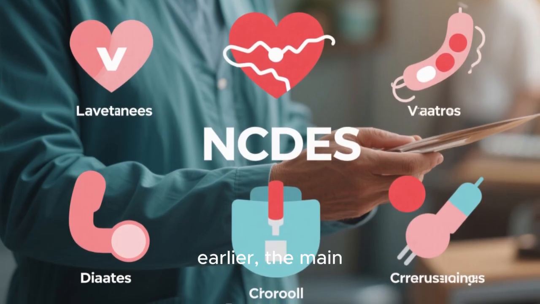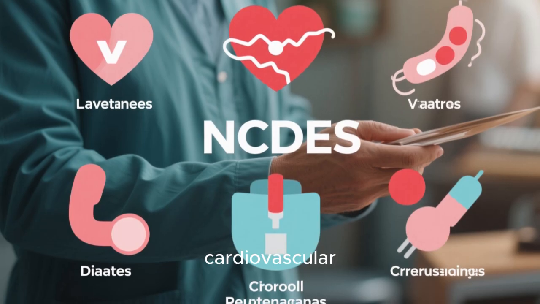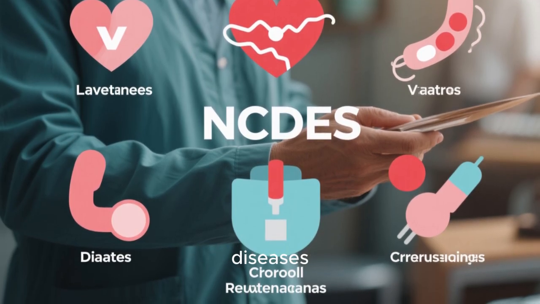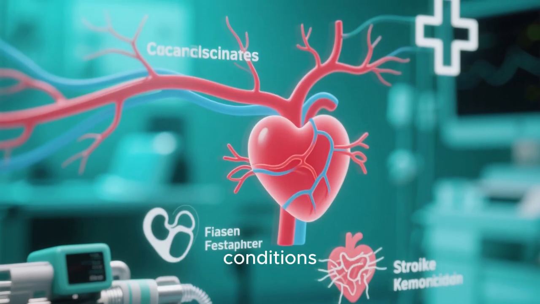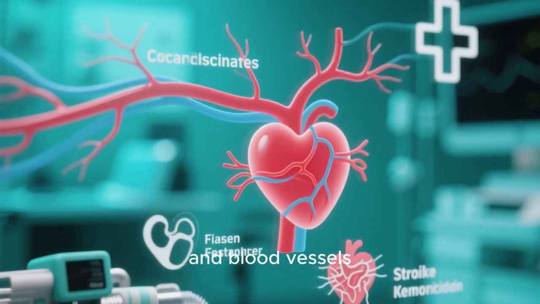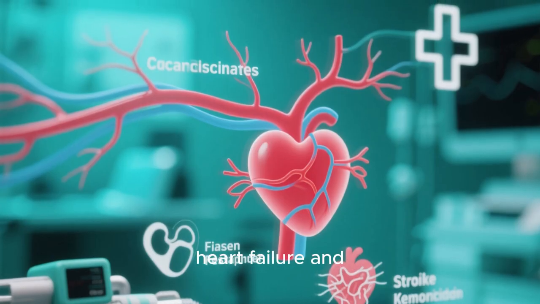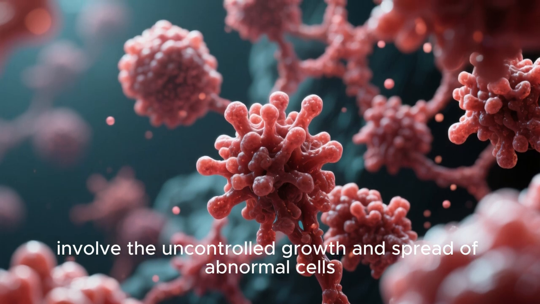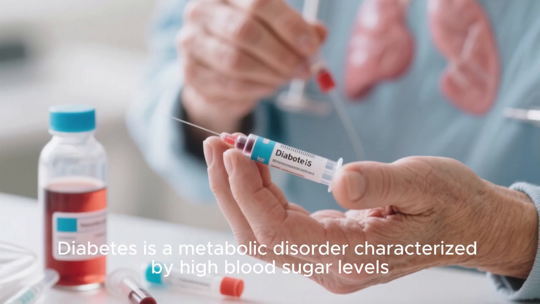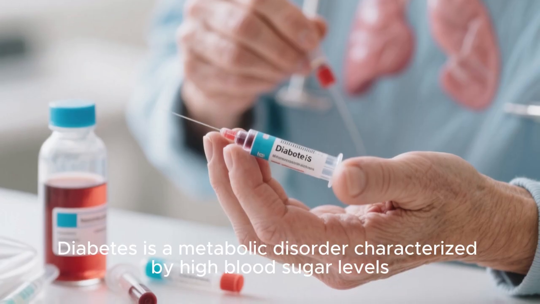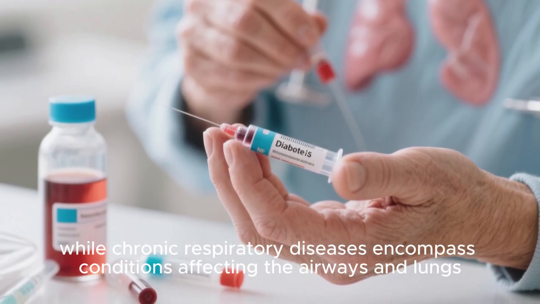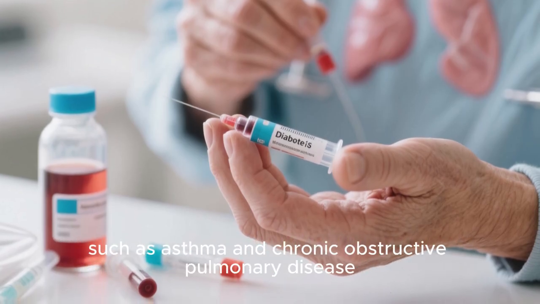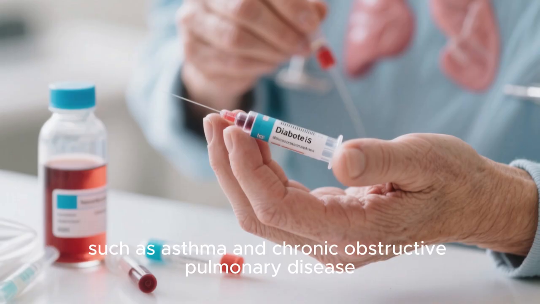As mentioned earlier, the main types of NCDs include cardiovascular diseases, cancers, diabetes, and chronic respiratory diseases. Cardiovascular diseases encompass conditions affecting the heart and blood vessels, such as coronary artery disease, heart failure, and stroke. Cancers, on the other hand, involve the uncontrolled growth and spread of abnormal cells. Diabetes is a metabolic disorder characterized by high blood sugar levels, while chronic respiratory diseases encompass conditions affecting the airways and lungs, such as asthma and chronic obstructive pulmonary disease.